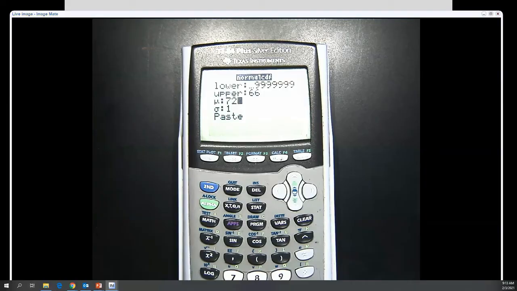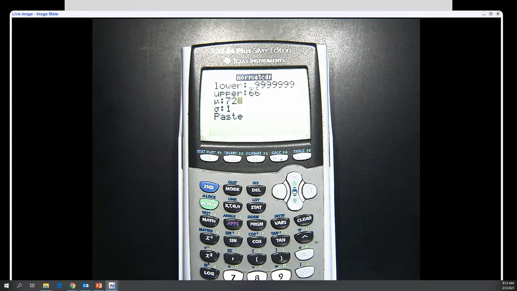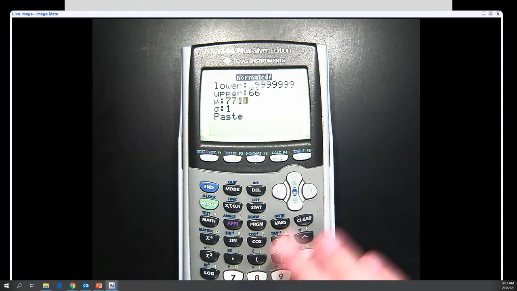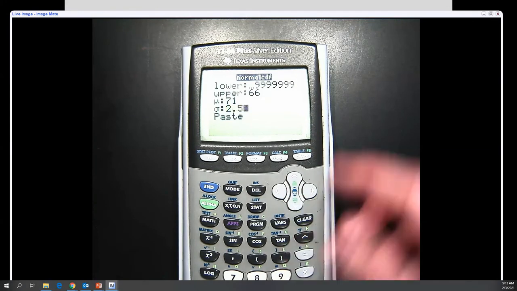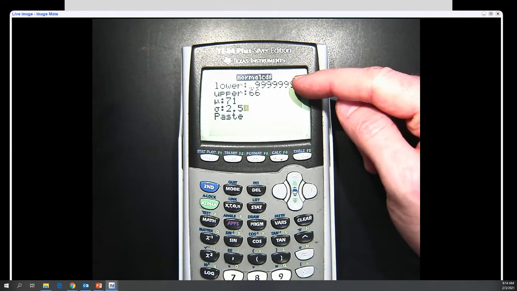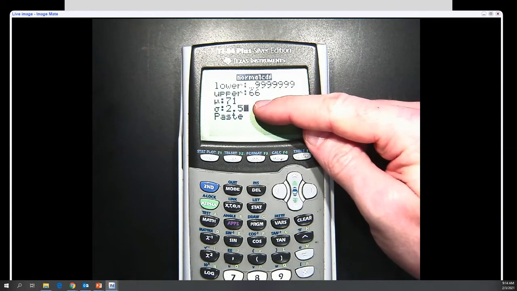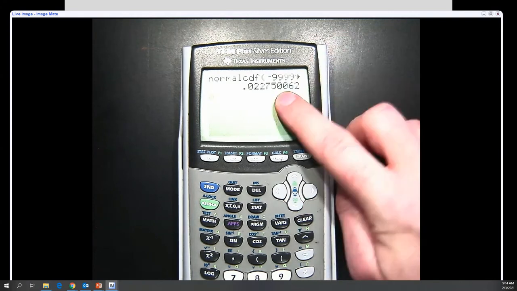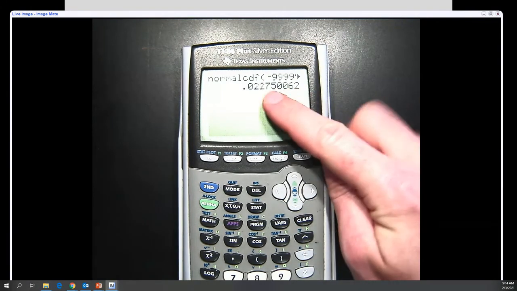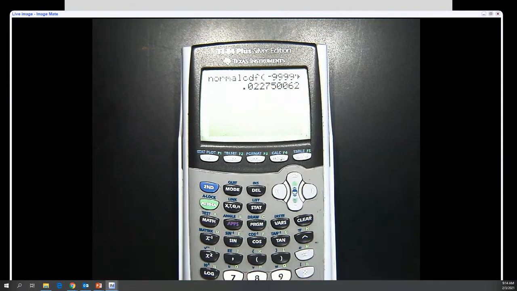The height was centered at 72, I think, or maybe it was 70. Let me go back to the PowerPoint. So, 71. And then the standard deviation was 2.5. So negative infinity-ish to 66, centered at 71 with a standard deviation of 2.5. Hit the old paste button. And it's telling you the chance of being there is 0.0227, which is not exactly what our empirical rule had.